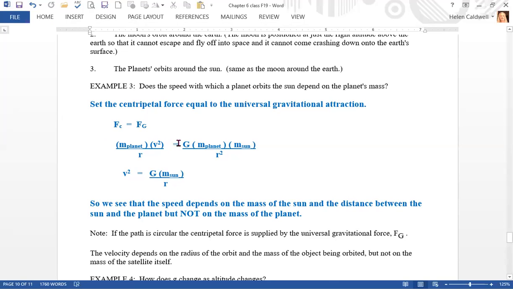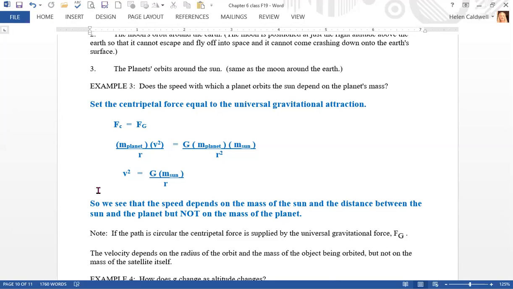Universal gravitation would be big G times the mass of the planet times the mass of the sun, the big object we're orbiting, divided by r squared. And so v squared is going to equal G times the mass of the sun divided by r. So the speed does not depend on the mass of the planet, it depends on the mass of the sun and how far away.